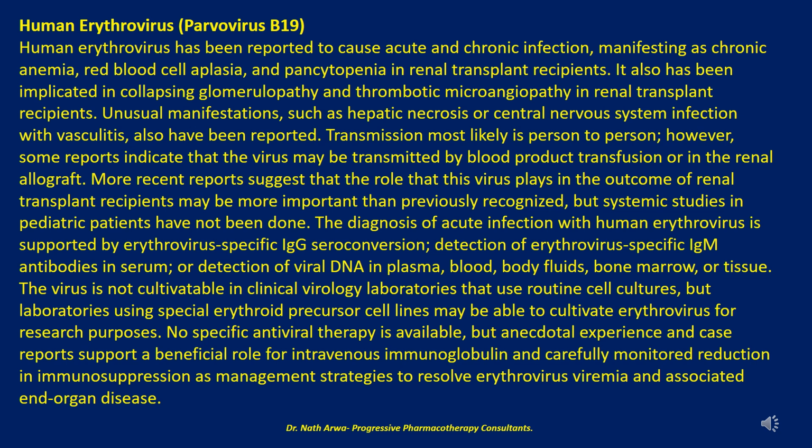And now we will discuss human erythrovirus, parvovirus B19. Human erythrovirus has been reported to cause acute and chronic infection, manifesting as chronic anemia, red blood cell aplasia, and pancytopenia in renal transplant recipients. It also has been implicated in collapsing glomerulopathy and thrombotic microangiopathy in renal transplant recipients. Unusual manifestations, such as hepatic necrosis or central nervous system infection with vasculitis, also have been reported.